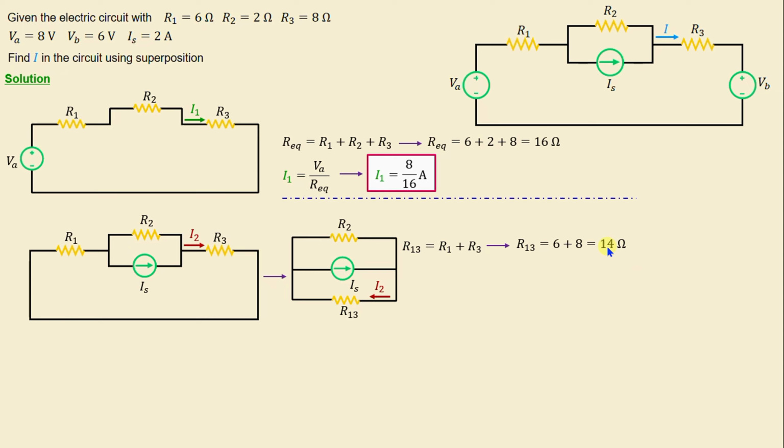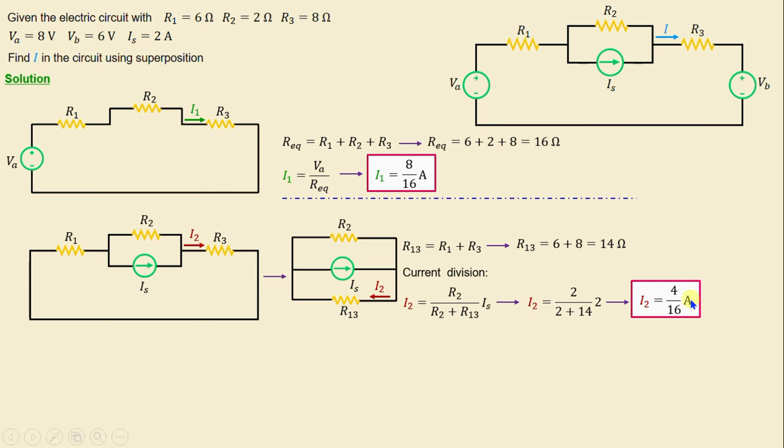In order to calculate the current I2, we apply the current division method. That means I2 is equal to R2 over R2 plus R13 times IS, and if we replace the resistance and the current with their numerical values, we obtain I2 is equal to 4 over 16 amps.